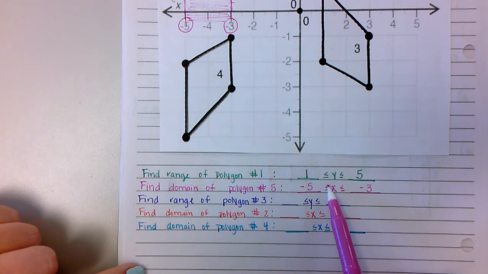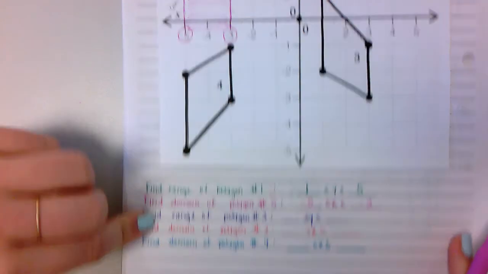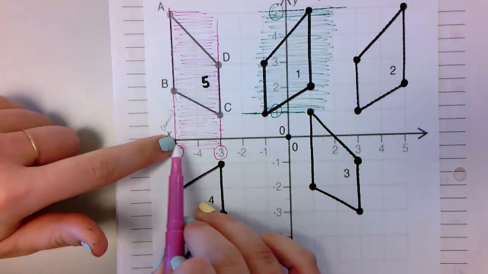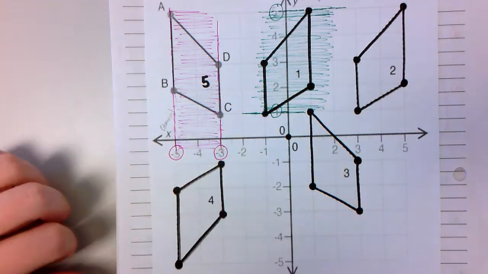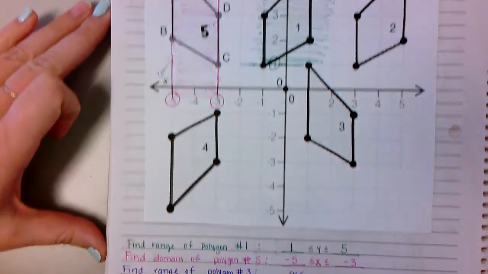So it's x's that are greater than -5 but less than -3. So when we look, anything greater than -5 but less than -3. So anything in between those two.